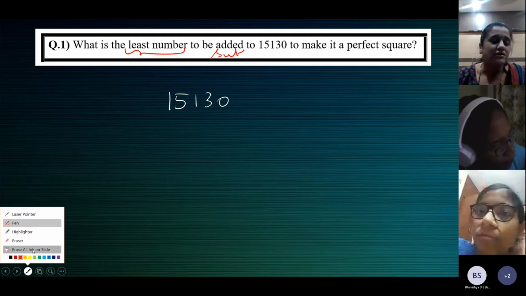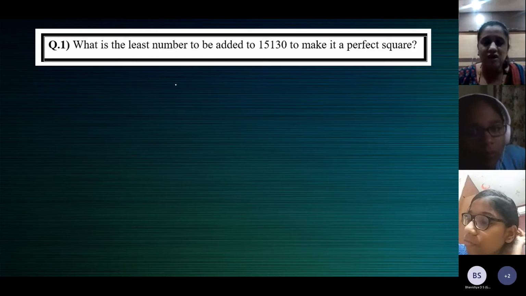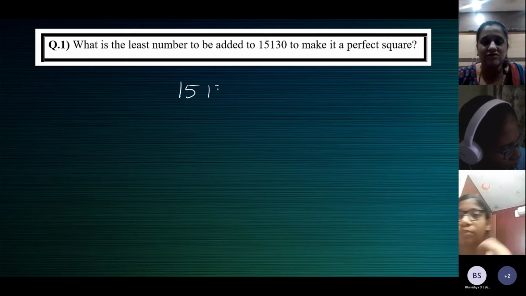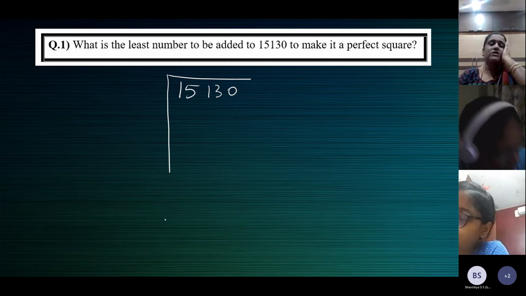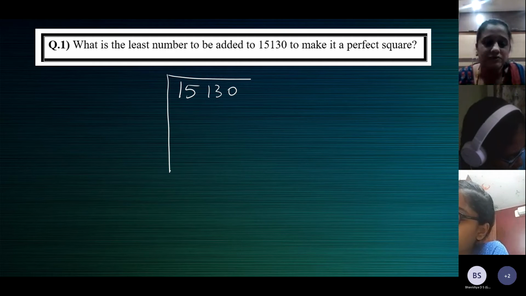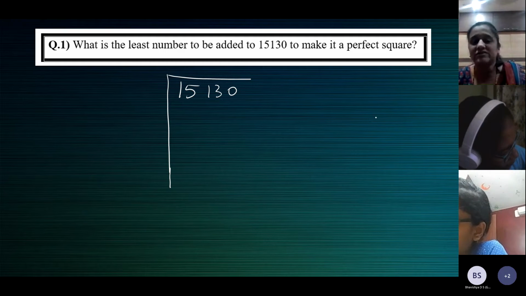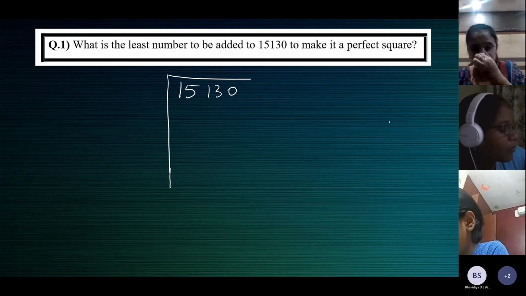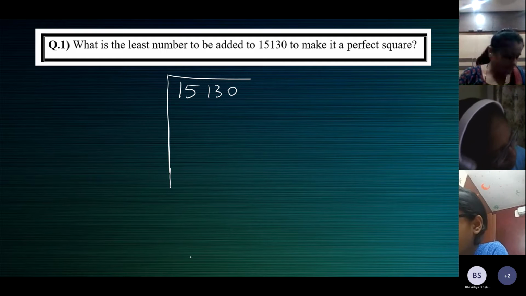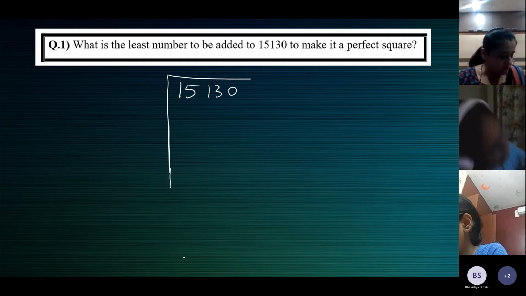Now, all of you find the square root of the given number using long division. It's not a perfect square, so you will not get 0 remainder. But perform the long division and tell me the remainder. You will get some non-zero remainder. Take down the question and perform the long division.